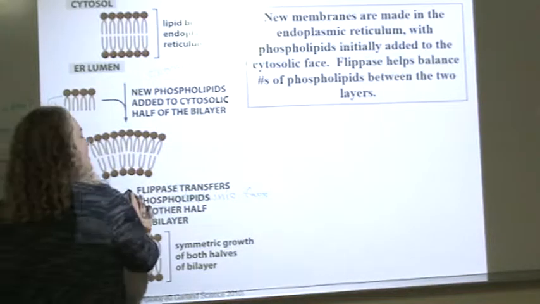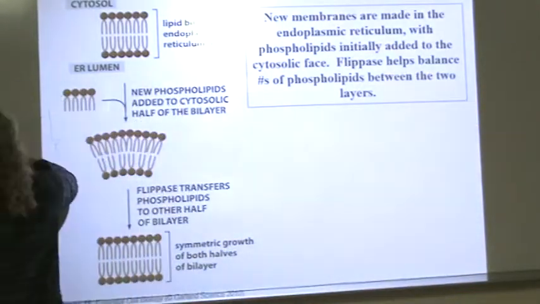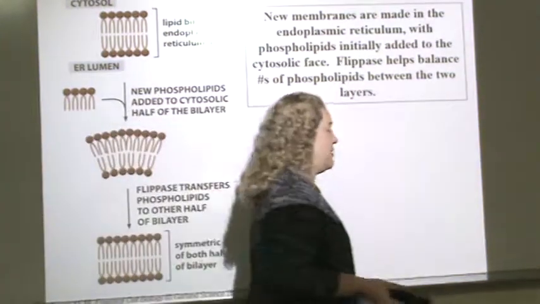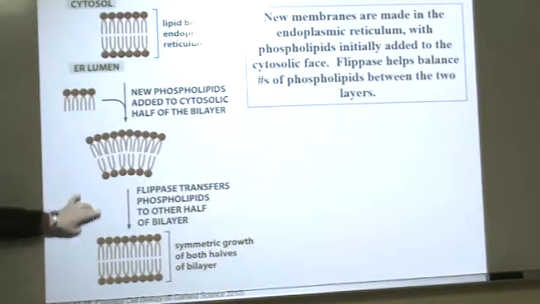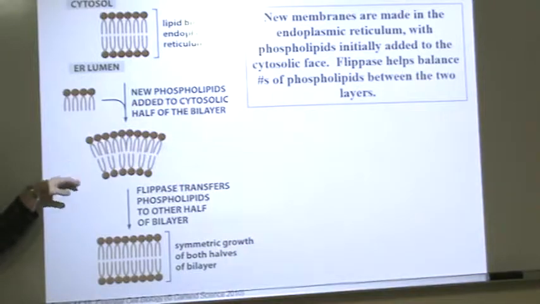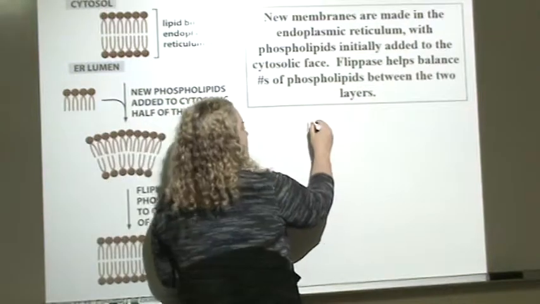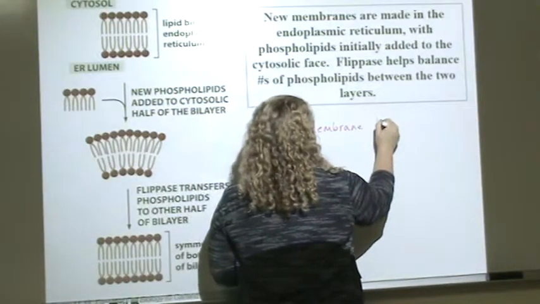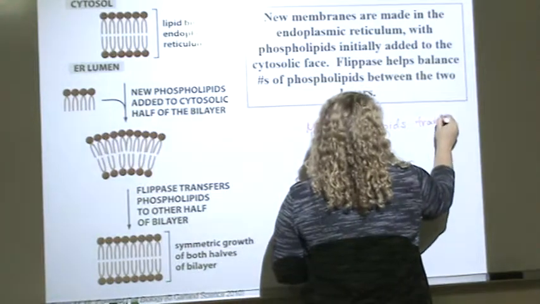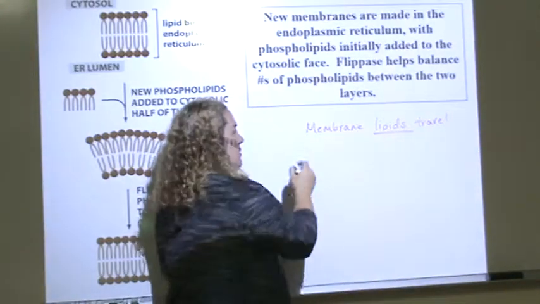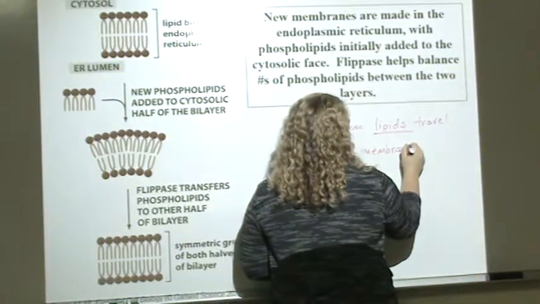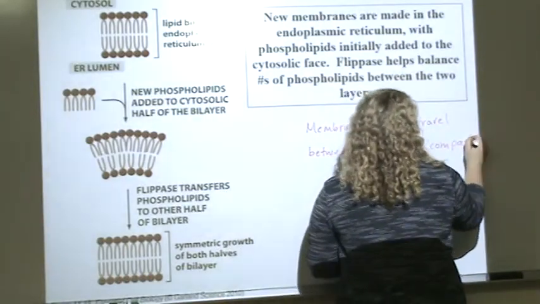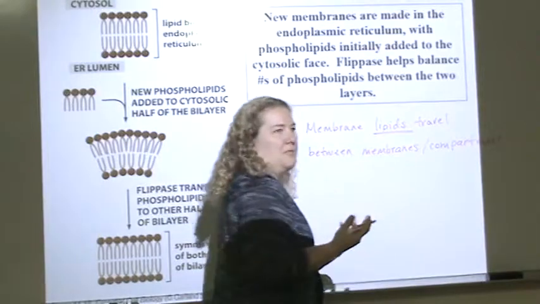Like any molecule, membrane lipids don't last forever. They have a lifespan. And if we think about how lipids get to and from membranes, they travel in vesicles. So that's worth writing on here. Membrane lipids travel in vesicles. So the lipids themselves travel between membranes or compartments in vesicles, or as vesicles. They are making up the vesicles.